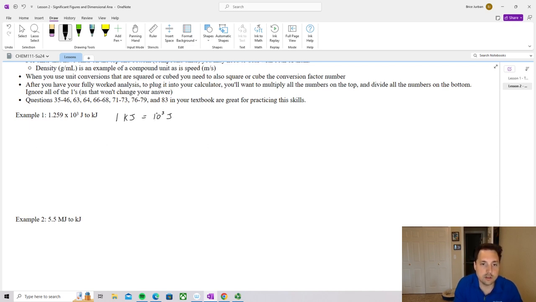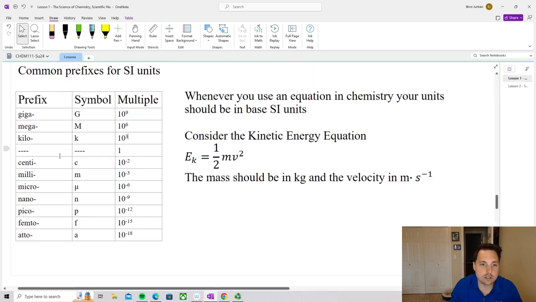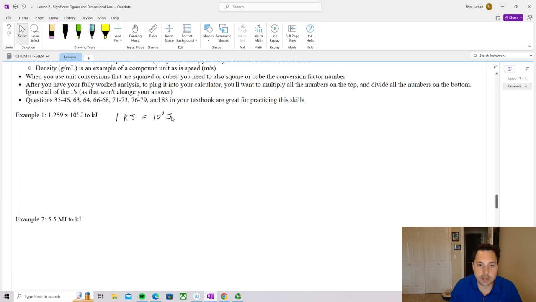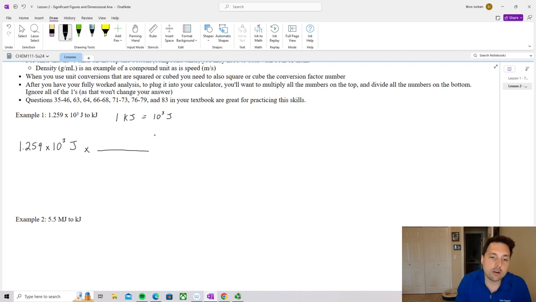So this unit here, 10 to the third, is always going to be, these numbers here are always going to be with the base unit, okay? So when we do our conversion here, we'll start by writing the value that's given, 1.259 times 10 to the third joules. We'll write a multiplication sign, and then we'll write a fraction bar. Then what we want to do is make use of this conversion factor and place whatever unit that we want to cancel on the bottom with its unit.